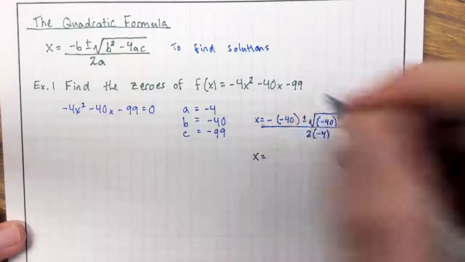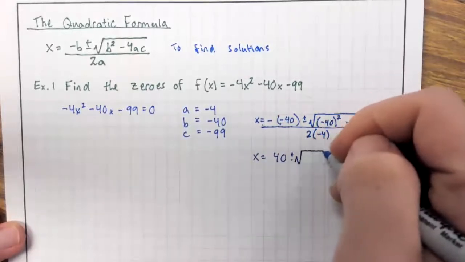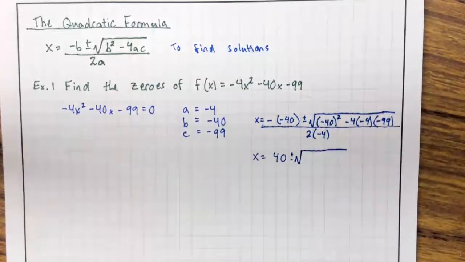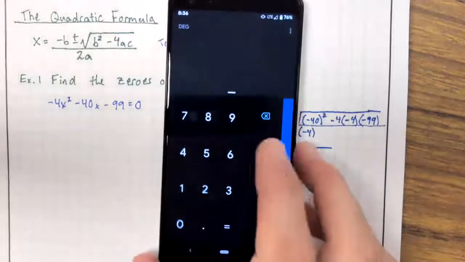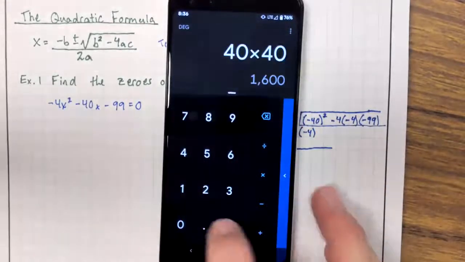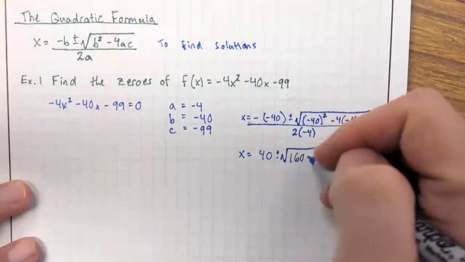X will be equal to positive 40 plus or minus the square root of. All right, so let's start figuring this stuff out. I just lost my calculator. If you square something, the result of that is going to be positive. So negative 40 squared is just 40 squared, and 40 times 40 is going to give you 1,600. We got 1,600 right here.